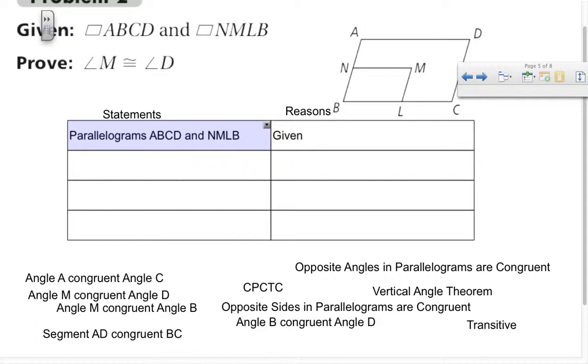So where do I go from here? I want to eventually prove that angle M is congruent to angle D. All I have is the knowledge that these are parallelograms, and remember all those properties that I just gave you 2 screens ago. So what can I do with that? Look at our word bank. Any ideas on where to start?